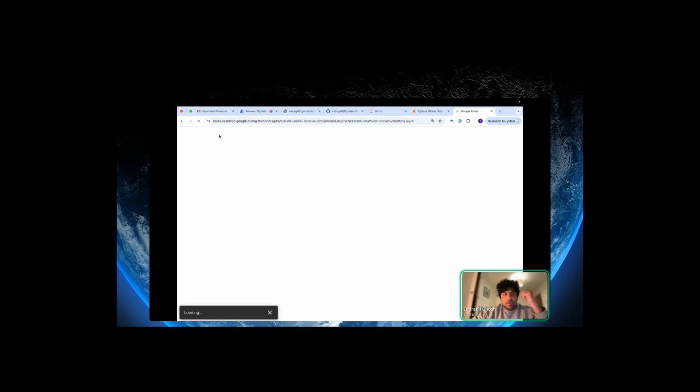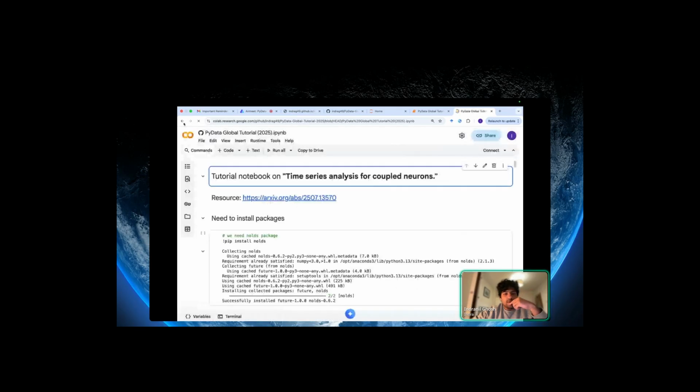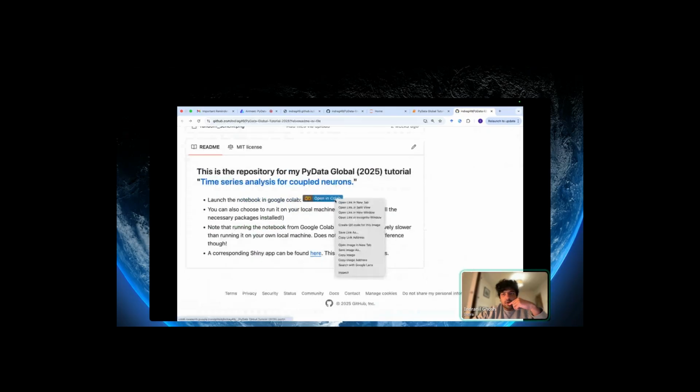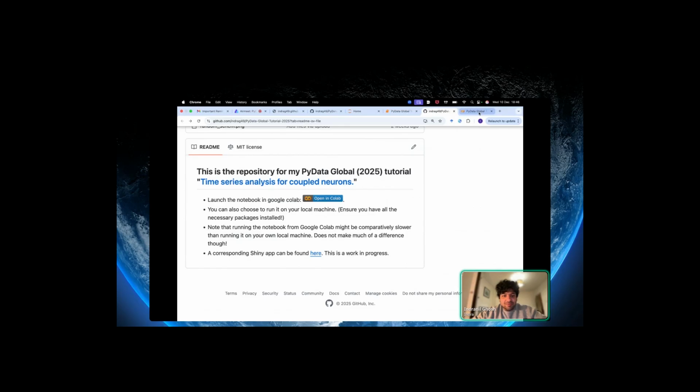Okay, sorry, just going to go back. Link in new tab. Also note that running the notebook from Google Colab might be comparatively slower than running it on your local machine. But it doesn't make that much of a difference.